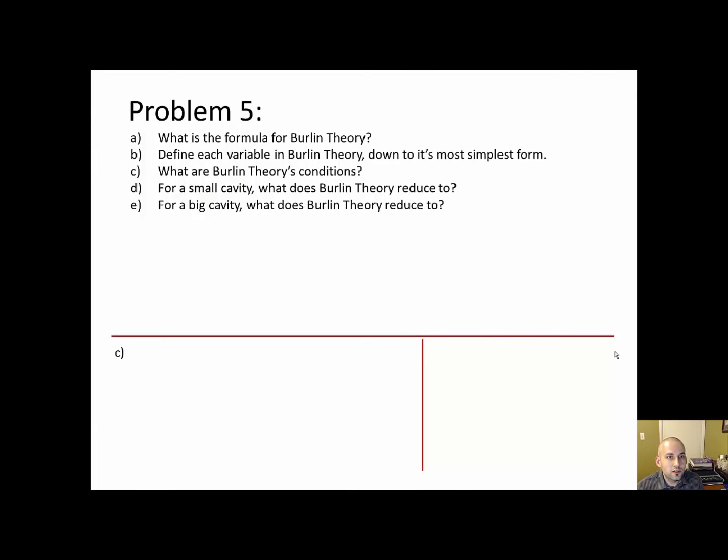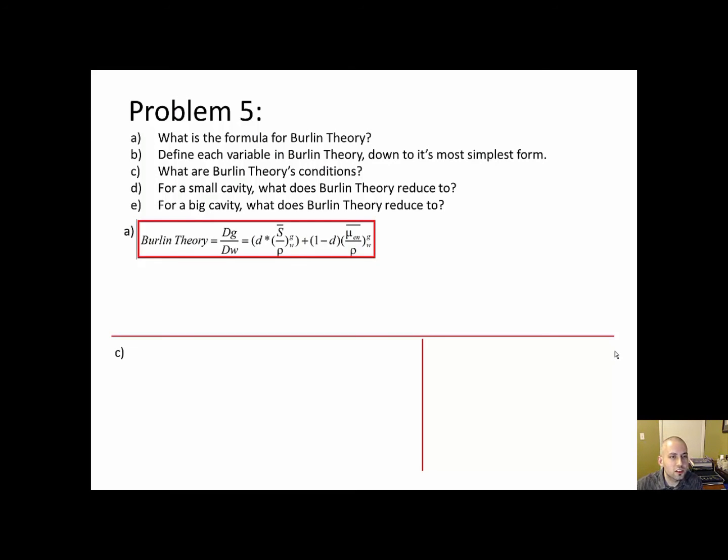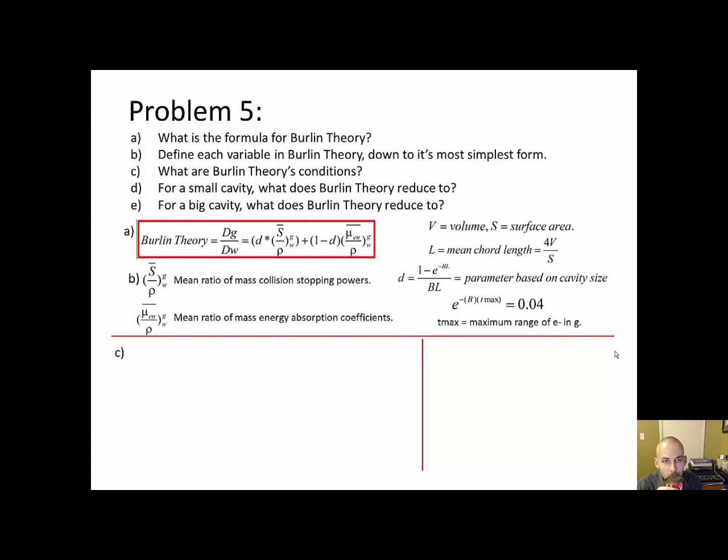Okay, so moving on to the last cavity theory, and that is Burlin theory. So what is the formula? I'll work through part B too at the same time, because they share similarities. So A is what is the formula for Burlin theory. B is define each variable down to its simplest form. Okay, so here we have the dose ratio. Now we have this new quantity called d. d is a parameter that's based on cavity size, and this is the formula to calculate d.